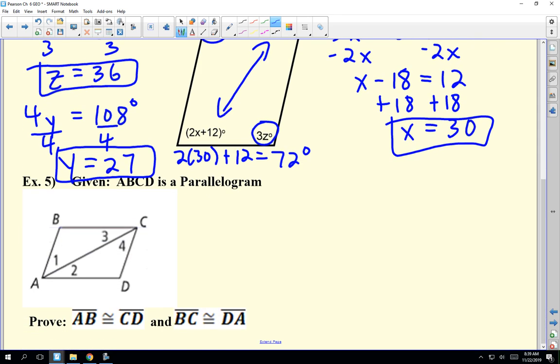So we got a little proof to do here. It says given ABCD is a parallelogram. We want to prove AB is congruent to CD. Oh, that's the first theorem there. And BC is congruent to DA. So we're going to prove that those two are congruent using one of our ASA, SSS, that type of stuff. So here's what it looks like. One, we're given that ABCD is a parallelogram.